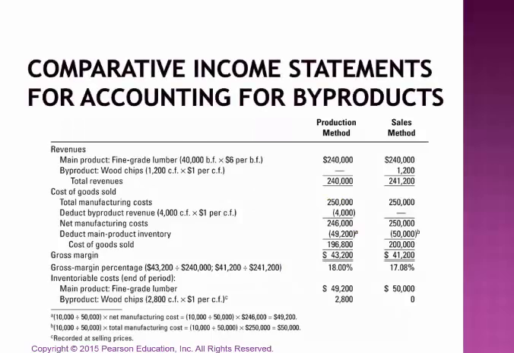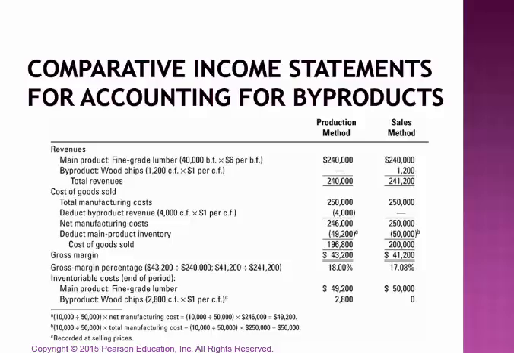Here we've got a side-by-side comparison of these two separate methods. Notice at the top we are putting the revenues for our products under both the production method version and the sales method version. We do have the main product revenues for the period. We did sell 40,000 board feet at $6 per board foot.